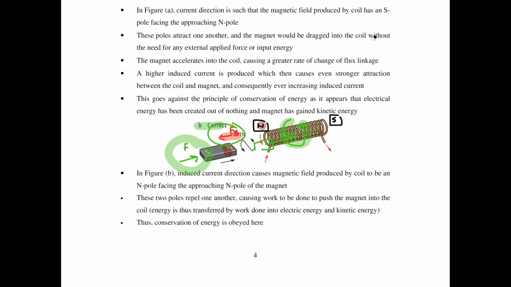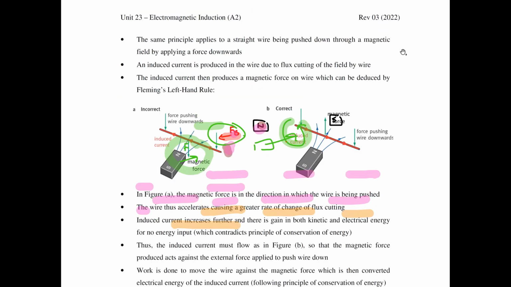So again, you look at the notes. This current direction causes the magnetic field produced by the coil to be an N pole facing the approaching N pole of your magnet. These two poles repel one another, causing work to be done to push the magnet into the coil. Thus, energy is transferred by the work done into electrical energy as well as kinetic energy. So here, conservation of energy is obeyed. This is one example of Lenz's law at work. It's basically trying to make the induced current follow conservation of energy.